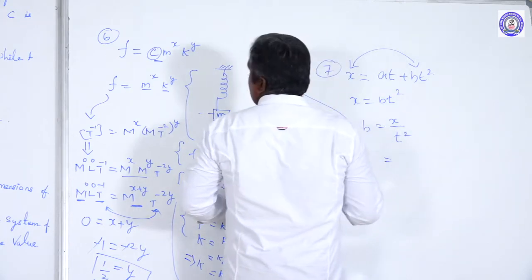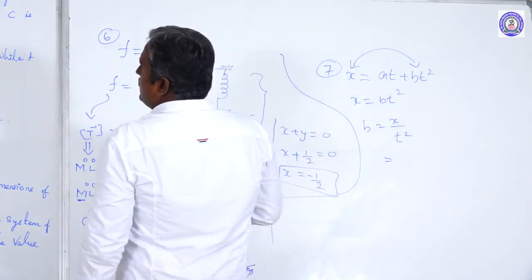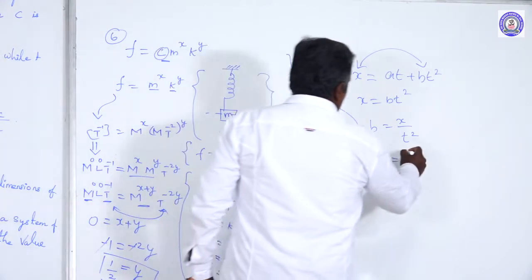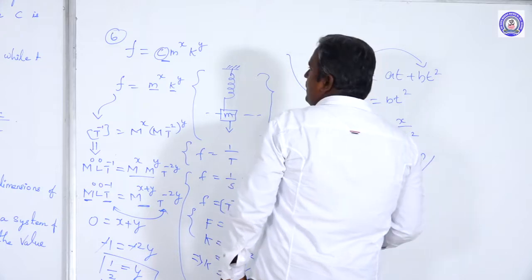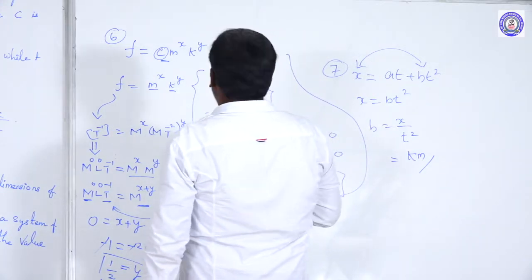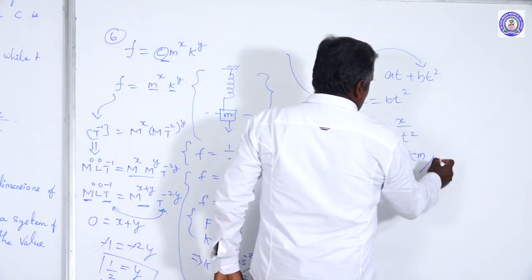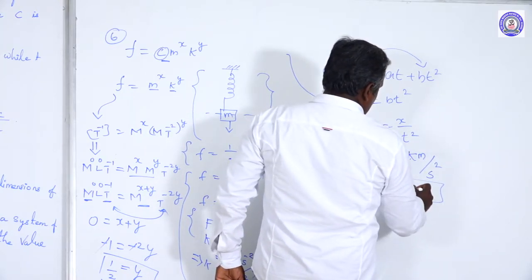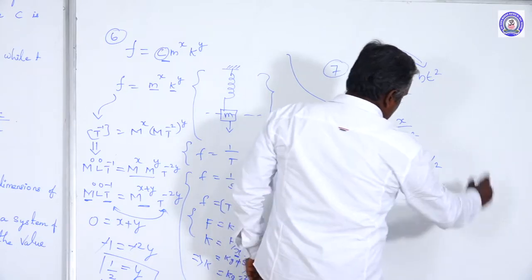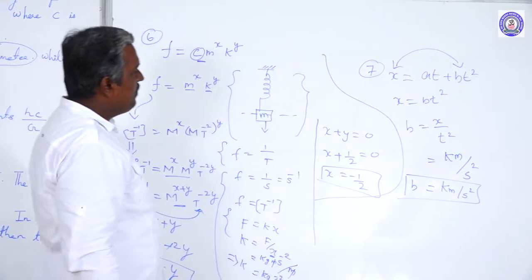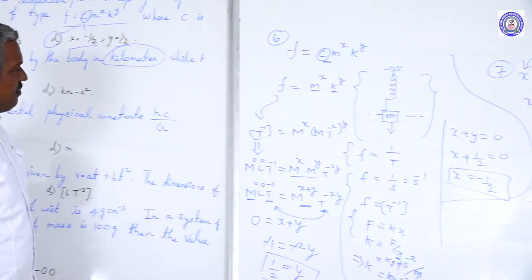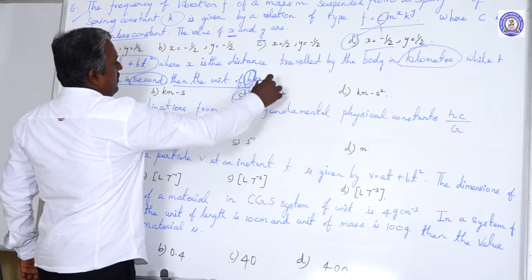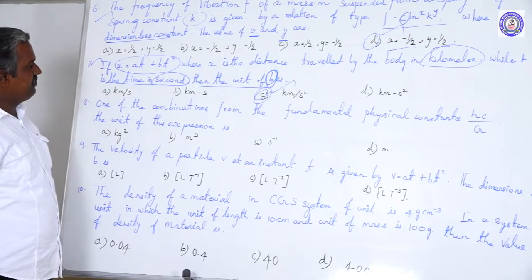What is x? Distance travelled in kilometer. So km. T means time, so second per square. So b is equal to kilometer per second square. That is the unit for b, small b. So which option is correct? Option C is the correct one.